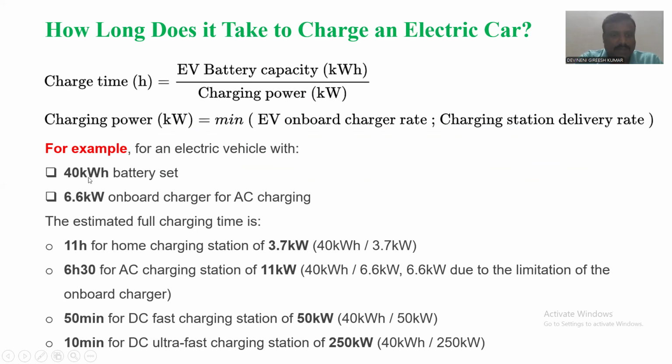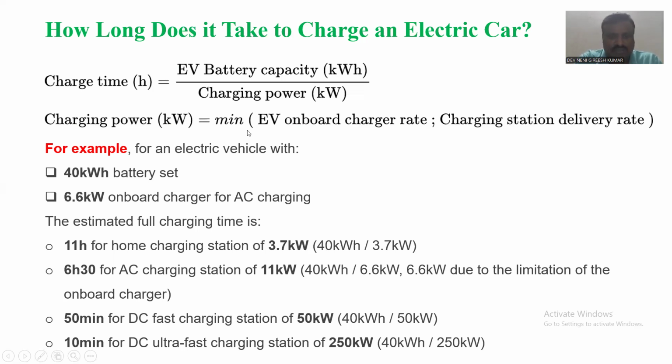Suppose I have a battery capacity. An example I'm considering here is a battery capacity of 40 kilowatt hour. And I have an onboard charger, this is the internal charger of a car, of 6.6 kilowatt. Actually, the onboard chargers are AC in nature, AC charging. And suppose it takes 11 hours to charge from a charging station of 3.7 kilowatt. You can't directly put 6.6 kilowatt here to calculate charging time, because my charging station delivery rate is 3.7 kilowatt.